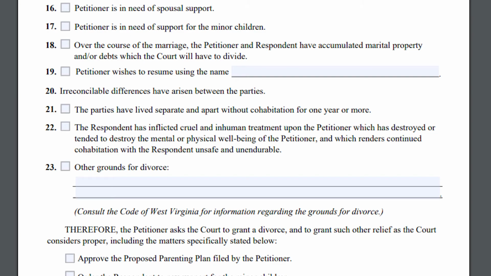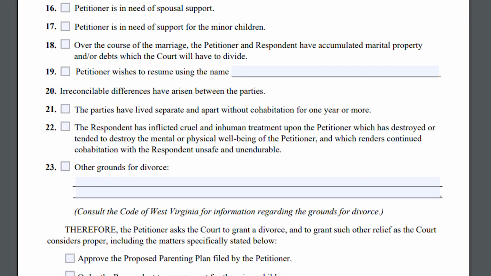Question 18 concerns the things that were accumulated over the course of the marriage. Over the course of the marriage, most people acquire property. When you acquire property while you're married, this is what's referred to as marital property. During a divorce, this property will be divided between the two of you to make it as equal as possible, or what is called equitable distribution.